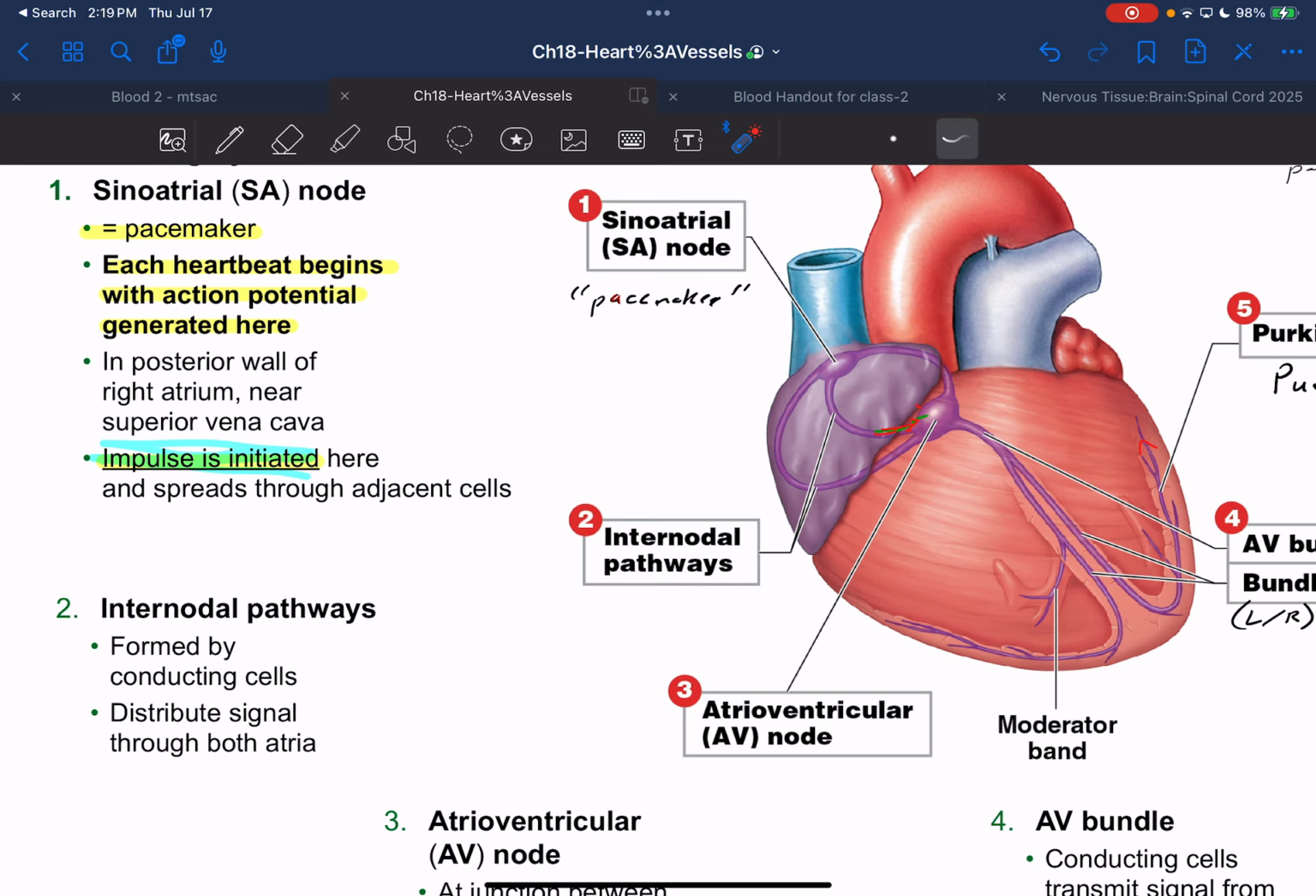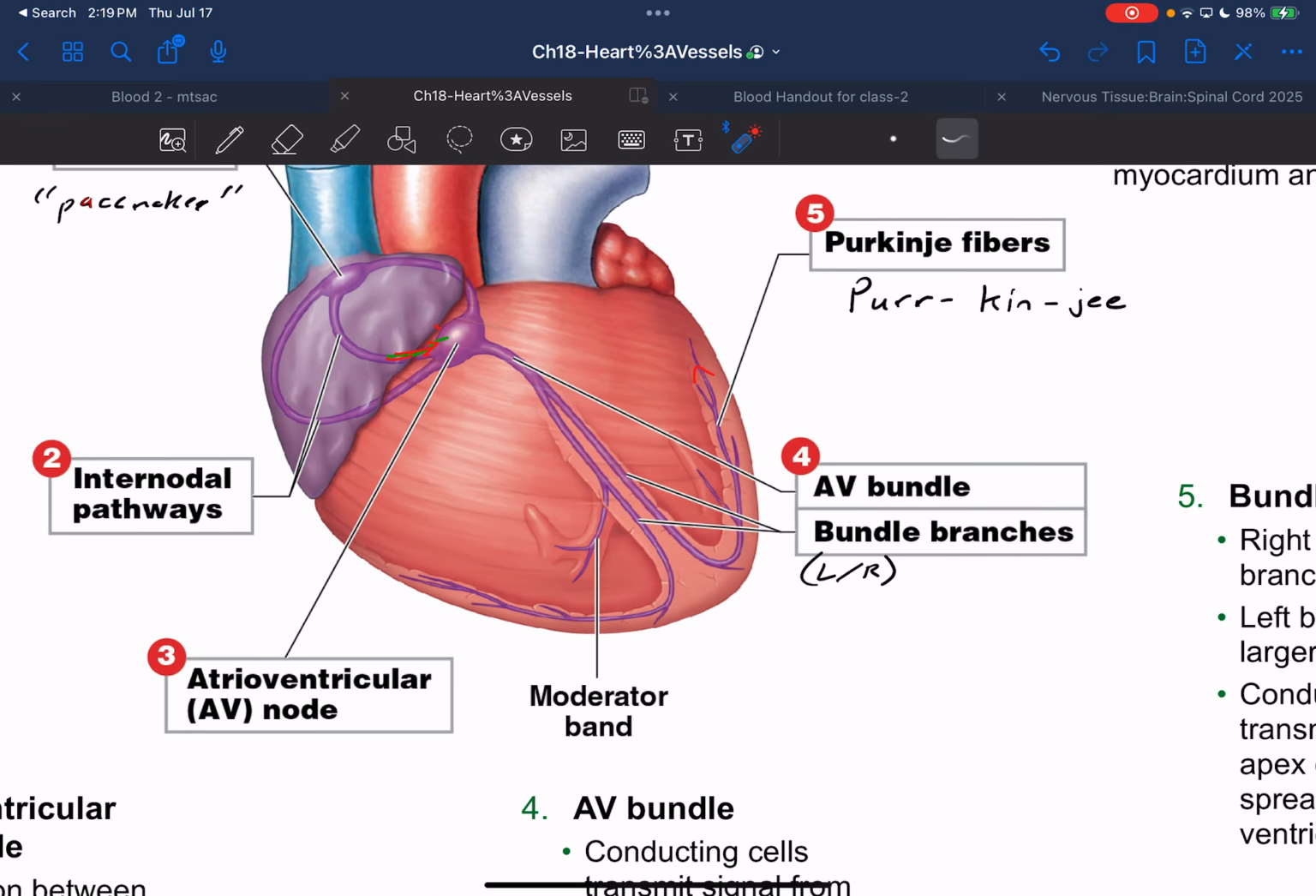So, from the SA node, it goes from one node to the other. That's why this is called internodal. So this pathway connects both nodes. This one's between the atria and the ventricle, so it's called the atrioventricular node, or AV node for short. The AV node will lead to branches, but it comes from a bundle. So this bundle will branch. The bundle together is called the AV bundle. When that AV bundle branches, it's called a bundle branch.